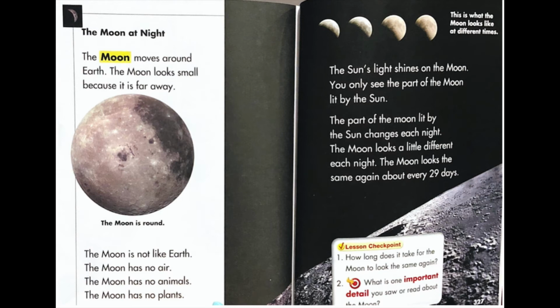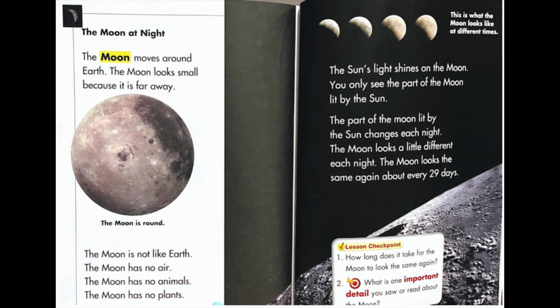So each night you might look and say, oh, the moon looks a little bit different today. We might have a half moon. We might have a full moon. We could have any type of looking moon like we have up there. But after 29 full days, the moon is going to look the exact same as it did on day 1 as it will on day 29.